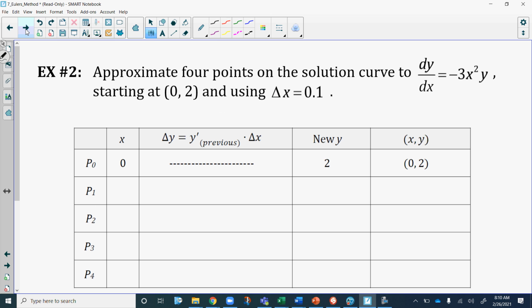So here, for this next example, I strongly encourage you to pause the video and try to work this one out in advance. But if not, feel free to follow along. This particular example is probably the most similar to what you may expect to be given as a question on an AP exam. This one is a pretty standard kind of Euler's method problem where it says approximate 4 points on the solution curve to the given differential equation starting at the initial point 0, 2 with your step size being 0.1.